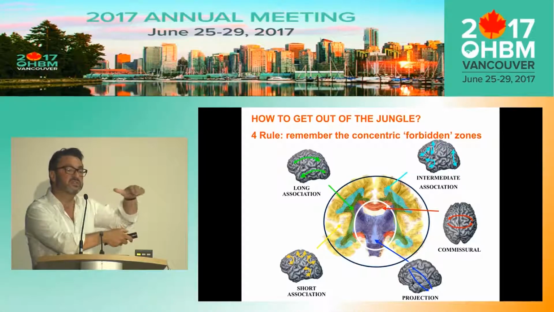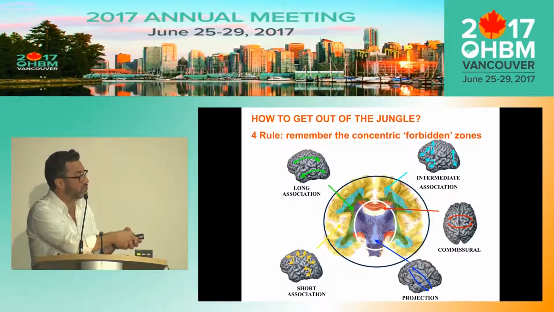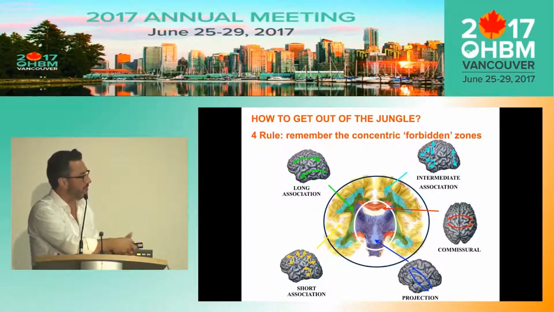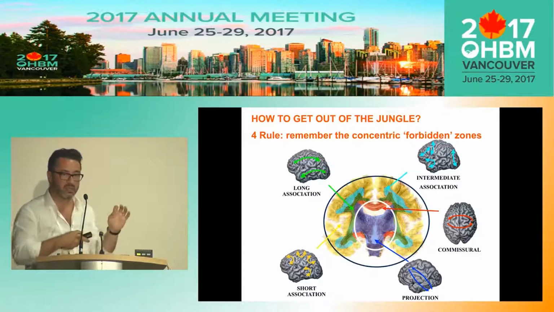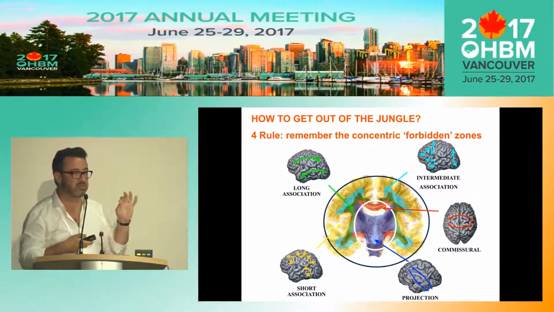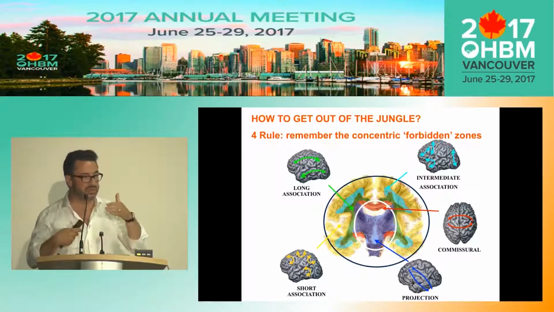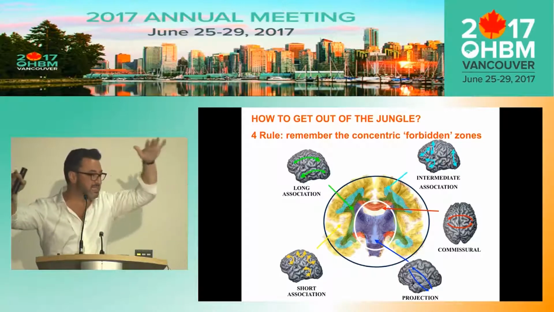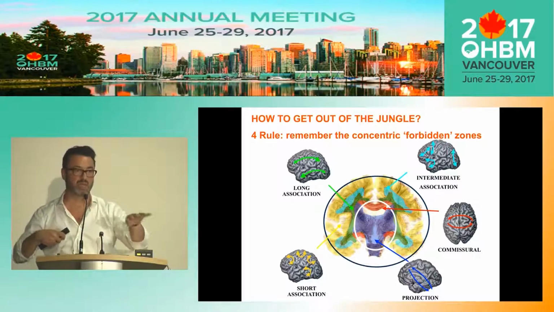So the most superficial layer is the U-shaped fibers. They're shorter association fibers and occupy the most superficial layer, the yellow one. Then the intermediate fibers run a bit deeper, skipping one gyrus, and finally the longest association fibers are the deepest of all. Now, this is an important rule, because it's telling you the more distant the areas connected by association fibers, the deeper you find them in the white matter.